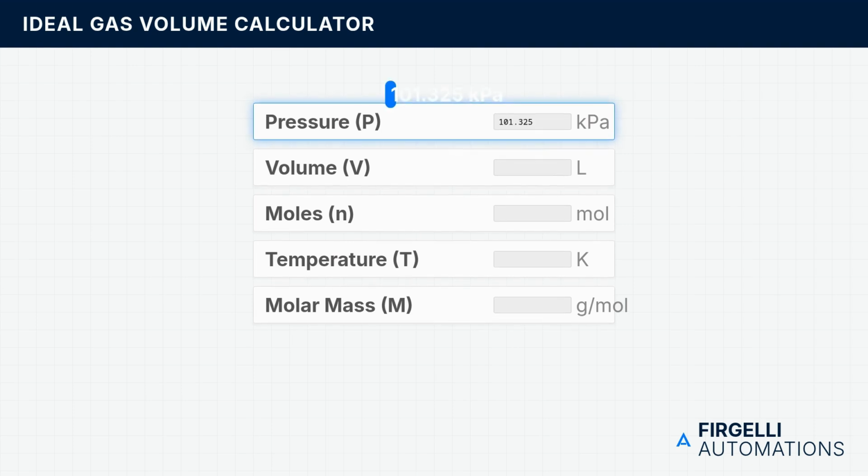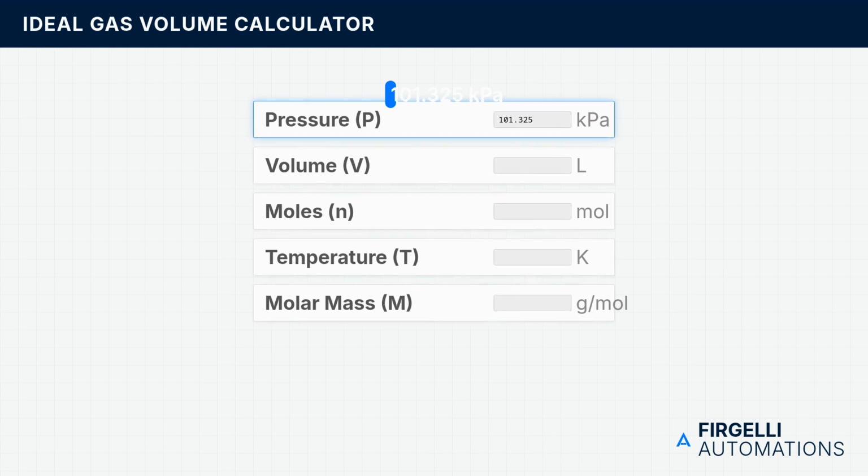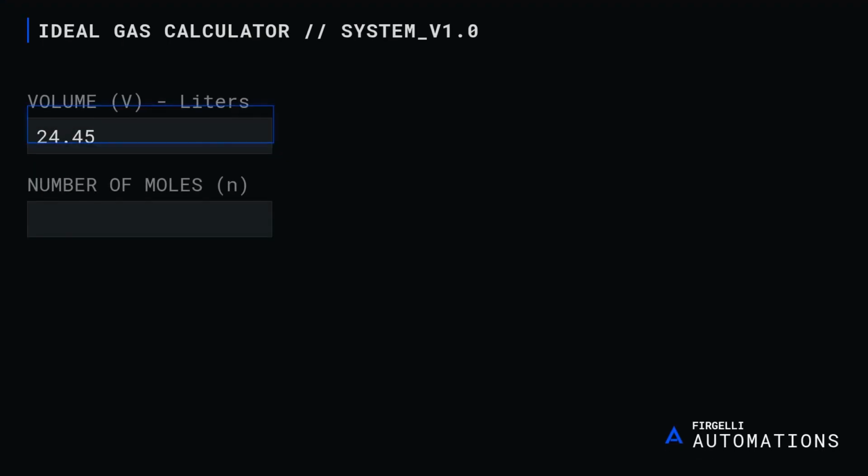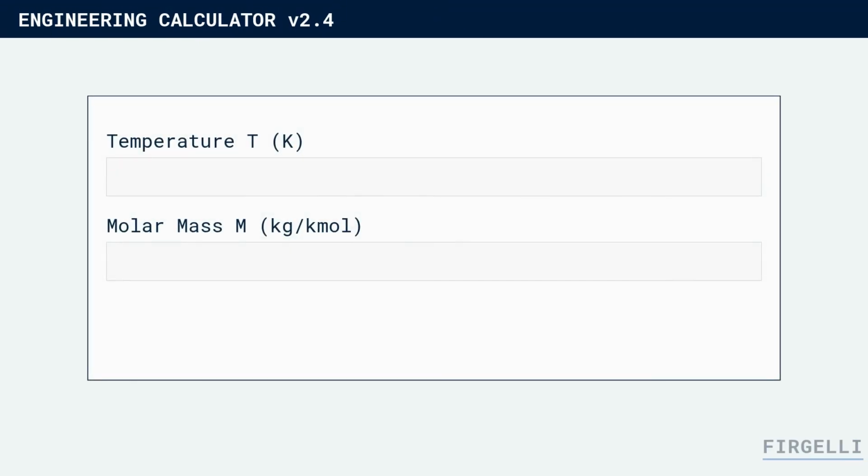Next, enter the pressure P in kilopascals. I'm using 101.325. The volume V field shows in liters with a placeholder of 24.45. Number of moles, N, is where you input the amount of gas. I'll use 1.0 mole. Temperature T is entered in Kelvin.